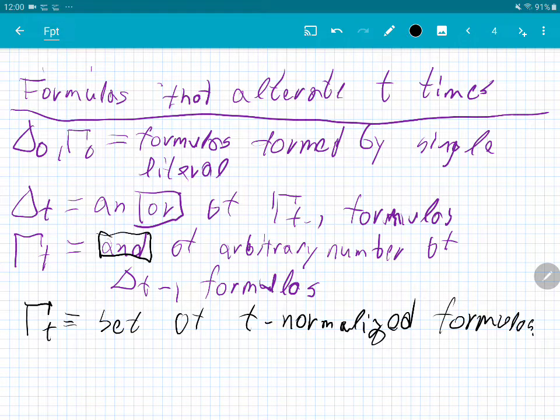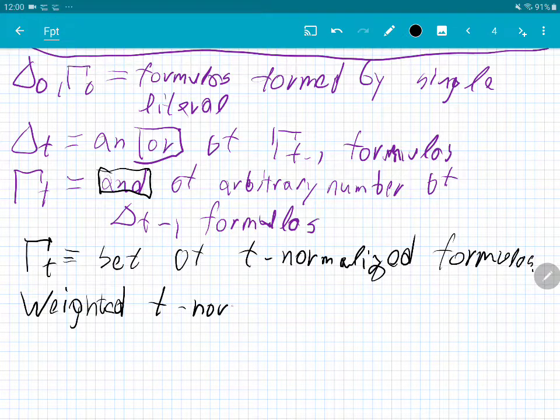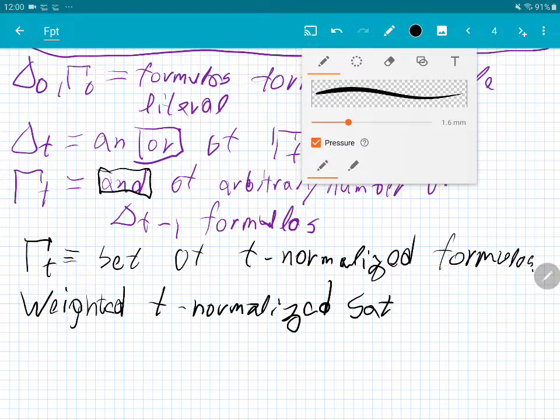And of course, in all those problems, we need to have a parameter. So we're going to look at the weighted version: weighted t-normalized satisfiability. Maybe I should highlight it or something.